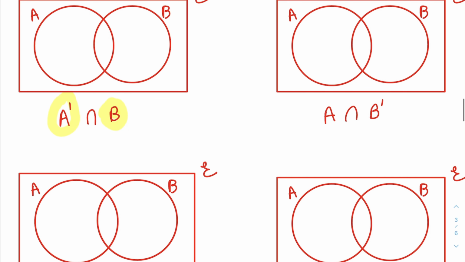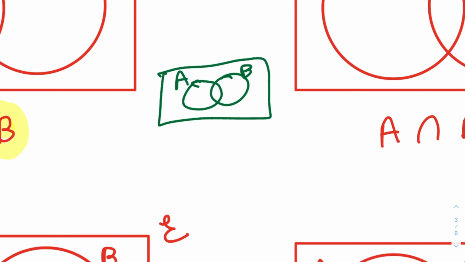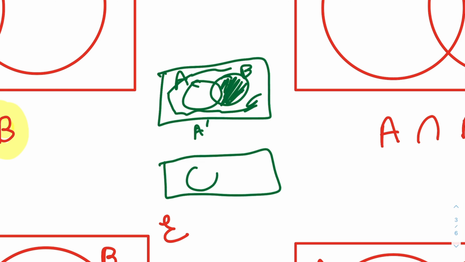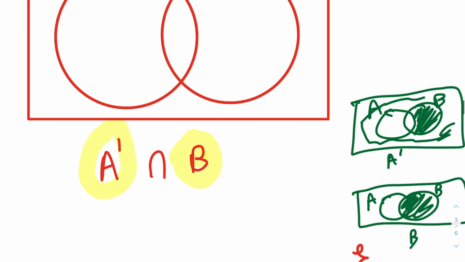So let's just do that. If we draw A complement, A, B, and if we draw complement, it is this region and it is this region, right? This is A complement. And B would be this thing. And now this is A complement and this is B, but then we want what's common in them.